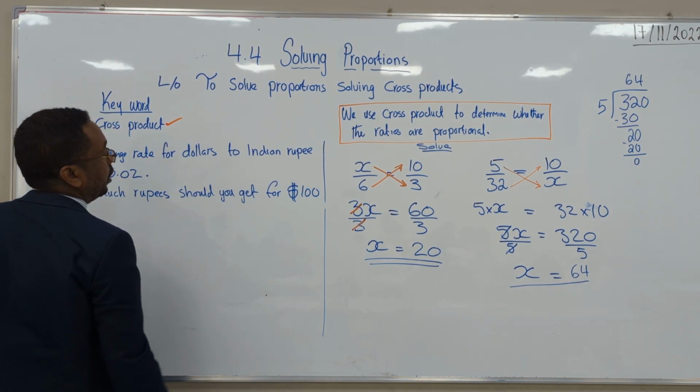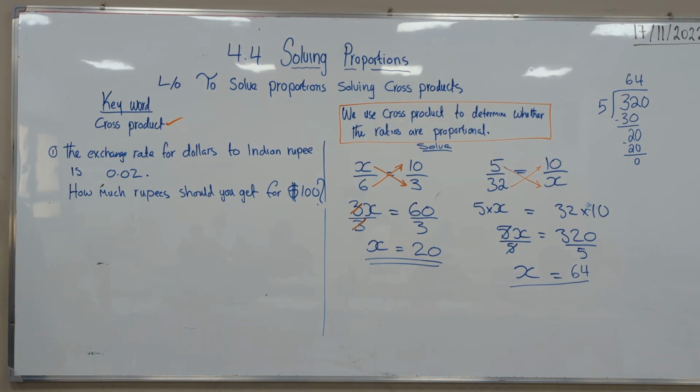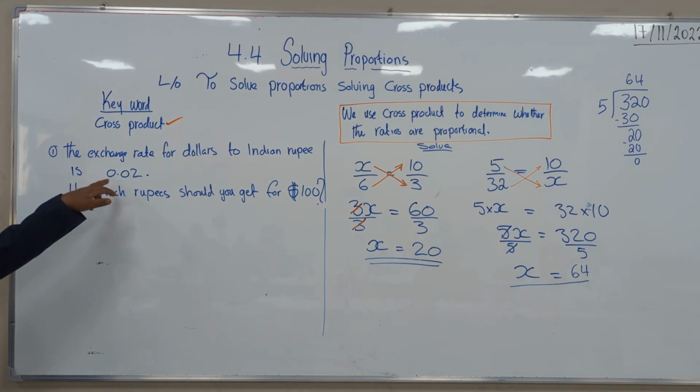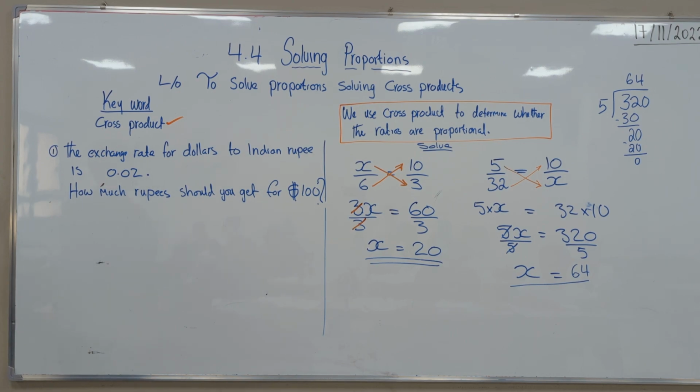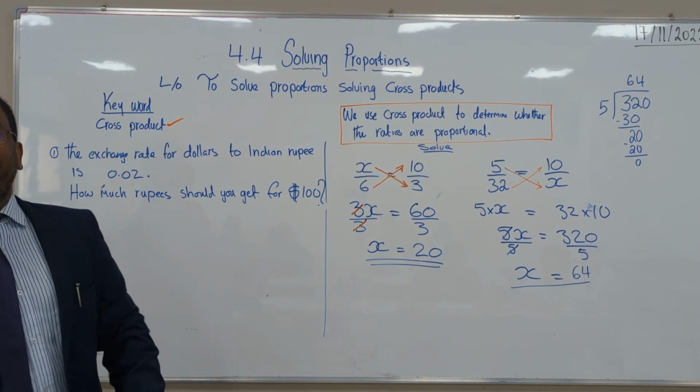Okay, that's the sign for dollar. This is the question. Are you with me? Okay, so somebody has got $100. They want to send that back home. We know the exchange rate is 0.02. How much will they get? So we use the proportion. We use the cross product to find this out.